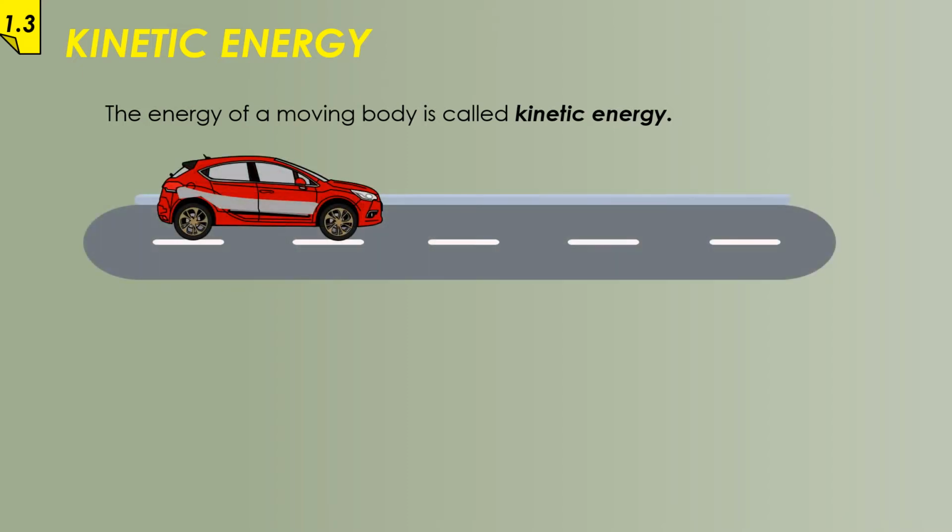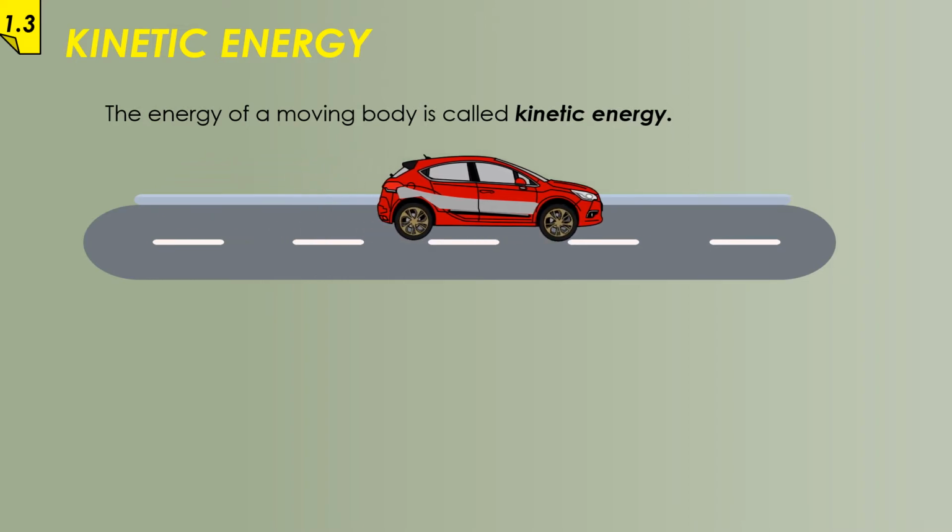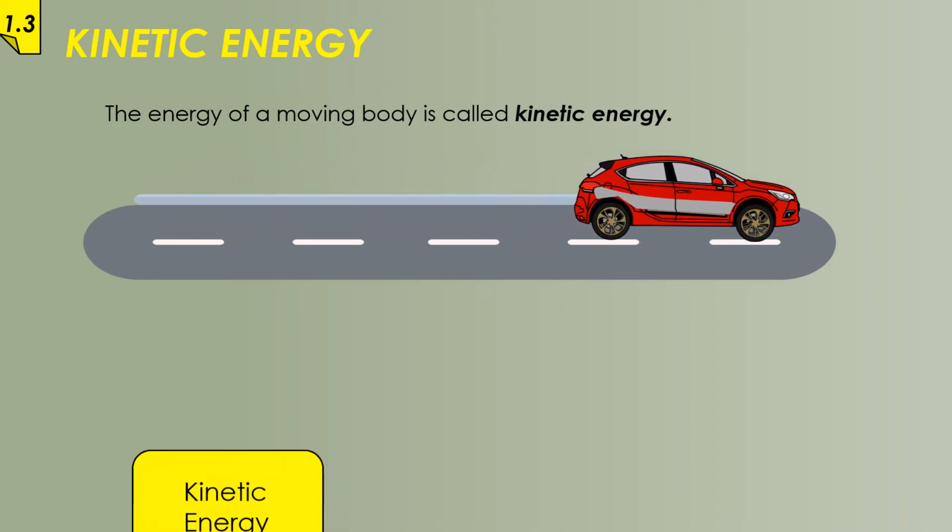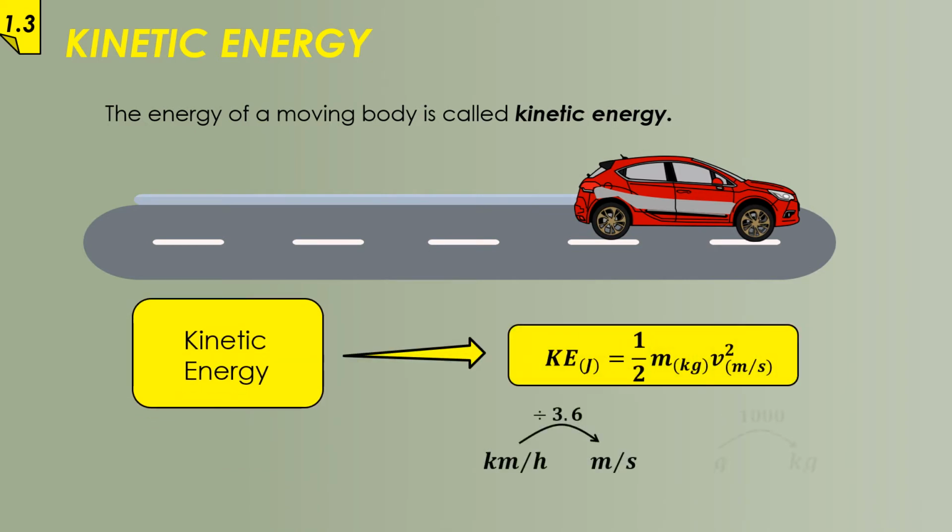Starting with kinetic energy. Kinetic energy is the energy of a moving object. Whenever an object is moving, we talk about kinetic energy. Take, for instance, a car. Once it starts moving, it possesses kinetic energy, and that is given by half mv squared, where m is the mass in kilograms and v is the speed in meters per second.